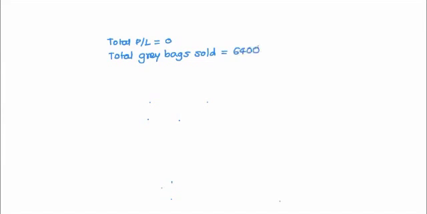Now here, what we have been given is that the total profit and loss the company is making is 0. They don't want to make any profit or any loss. And the second one is total gray bags sold is equal to 6,400. So if they're selling 6,400 gray bags, what is the profit and loss from sale of gray bags?